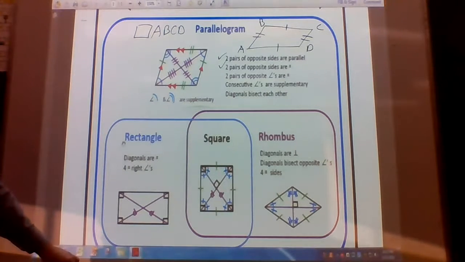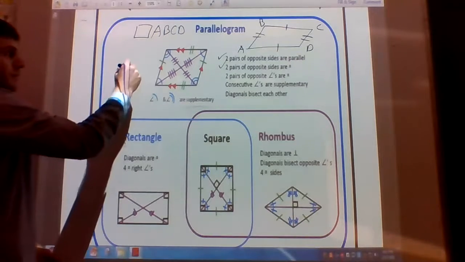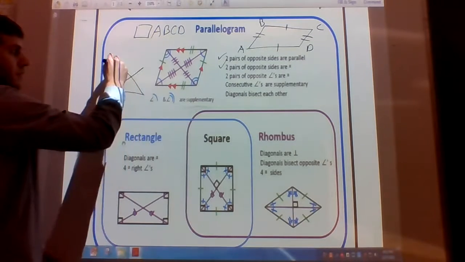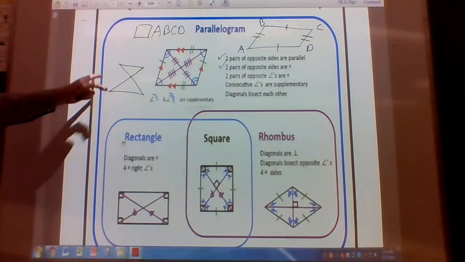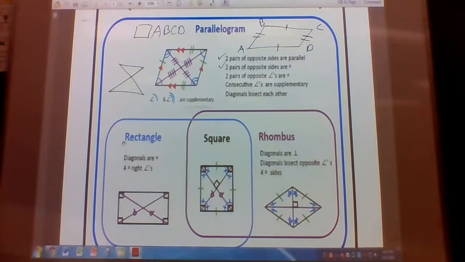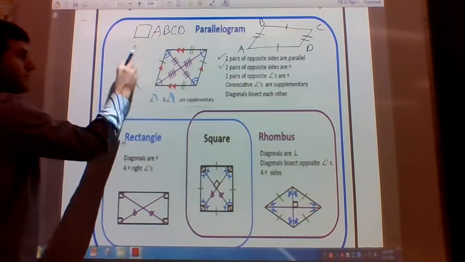If we named it CDAB, it would look something like this. So it wouldn't be one of the four. It would be a quadrilateral, but it wouldn't be one of the quadrilaterals we're talking about.